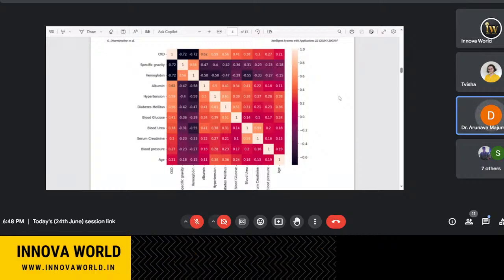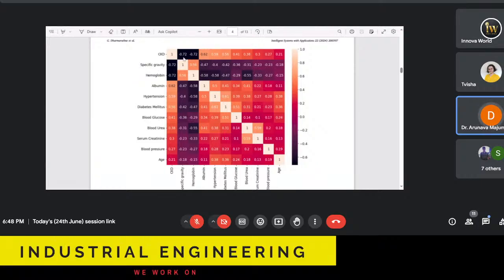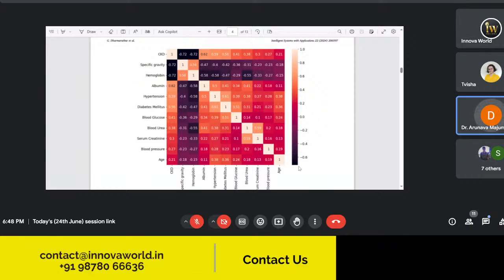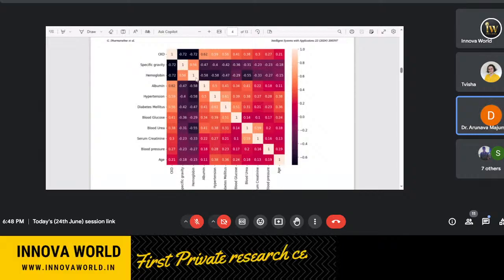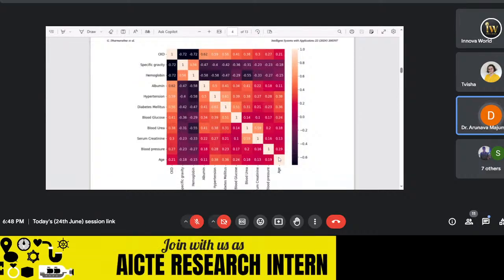So this is a flowchart of the paper. And this is the matrix. This is not a confusion matrix. This is a correlation matrix, just to show which variables are correlated to each other very closely. You can see CKD, minus 0.72, that is very near to 1. If the color is very light, a cream color, cream color is 1, 1 is maximum. And minus 1 is minimum.